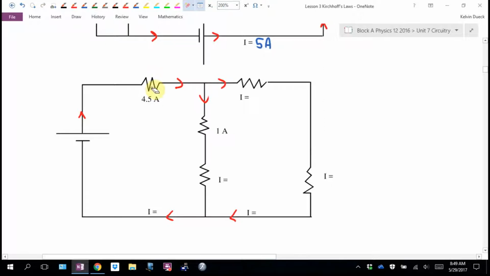How many amps right here? How many amps went this way? So how many amps went this way? Yep. How about how many amps are in this resistor right here? How many amps are in this resistor right here? Yep. How many amps are in this section of wire right here? If you put an ammeter, how many amps would you measure right there? 3.5. How many amps would we measure if we put an ammeter right here?